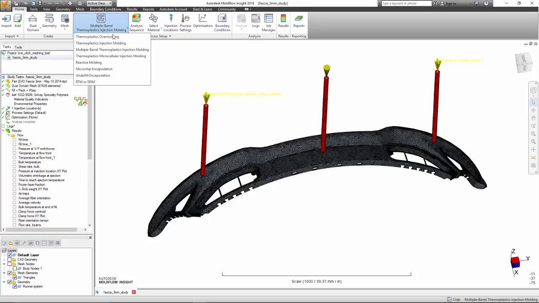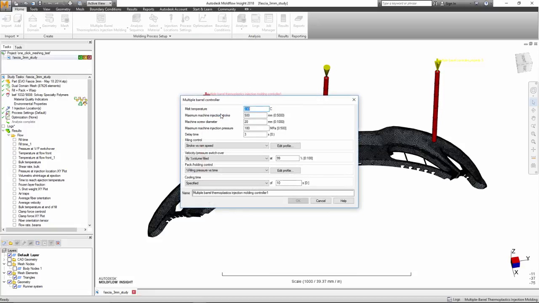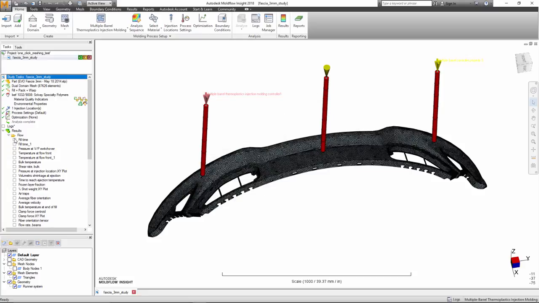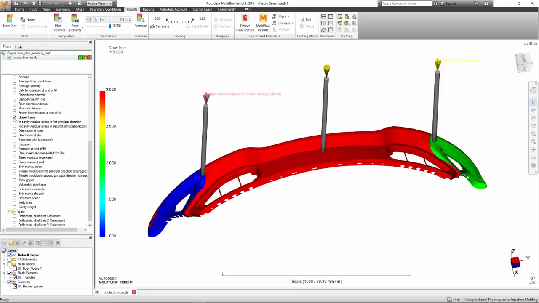Multi-barrel thermoplastics injection molding is a process where material is injected into the mold using multiple injection molding barrels. This differs from the normal injection molding process, which uses one single barrel to fill the entire mold. This process is commonly used to fill extremely large parts with long flow lengths that would not be able to fill with a single barrel effectively.